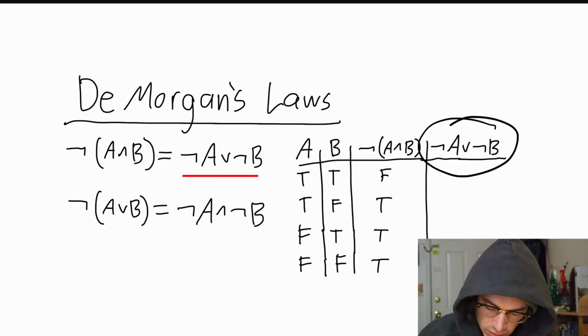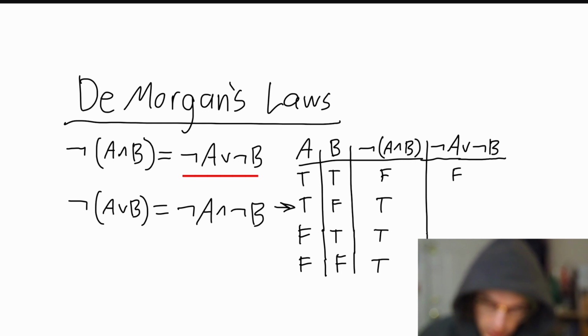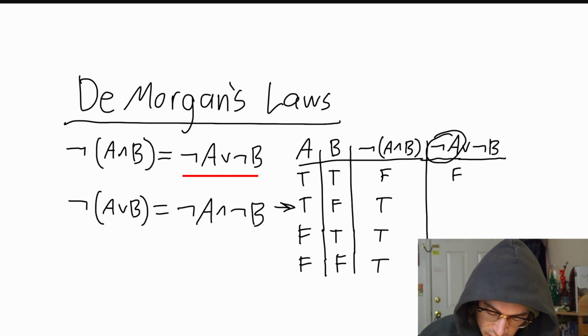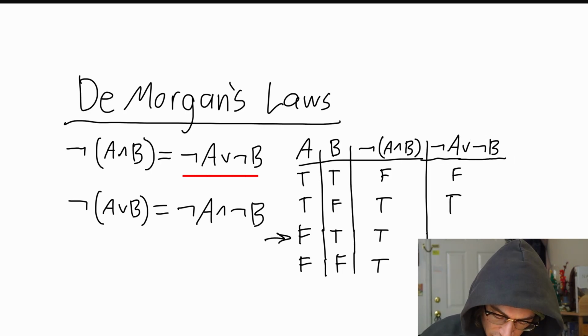Now look at this one. If A and B are true, then not A is false and not B is false. And we have an or. If both things are false on either side of a disjunction, then the overall thing is false. If A is true and B is false, then not A is false and not B is true. One of them is true, so the overall disjunction here is true. And the same for the others.